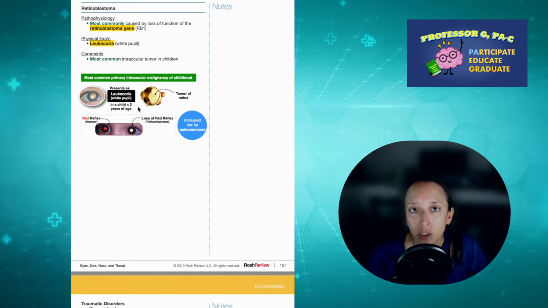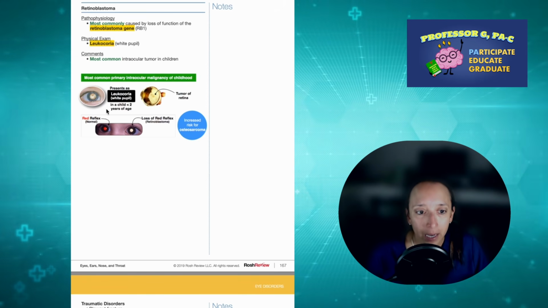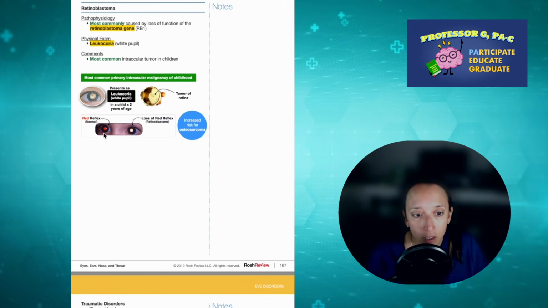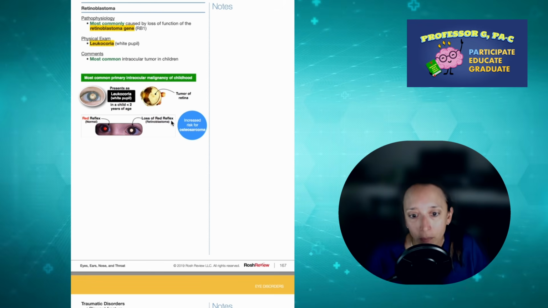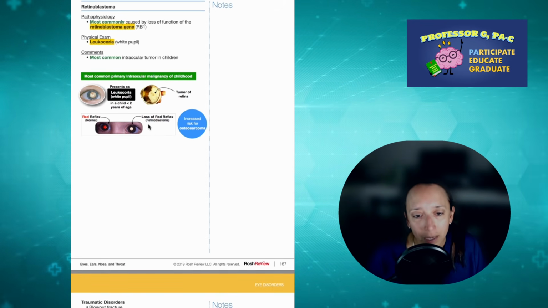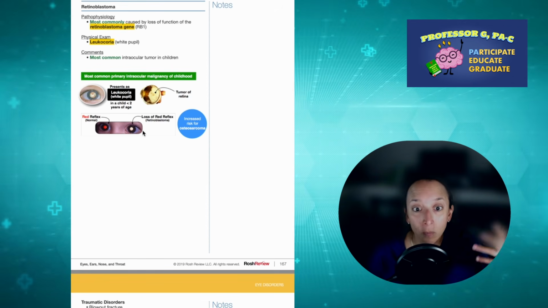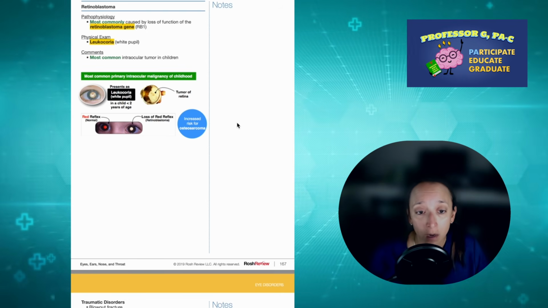Usually we see it in less than 2 years of age, so it's going to be a toddler or a baby. And a lot of times parents will find this incidentally when they take a picture with a flash. They'll see a normal red reflex and then they'll see the white reflex, which is classic for retinoblastoma. And there's varying degrees of treatment, all the way from removing parts of the tumor to removing the whole eyeball. We want to look for an increased risk of osteosarcoma concomitantly.